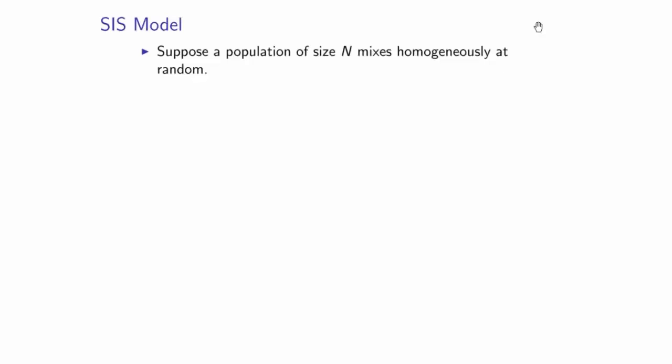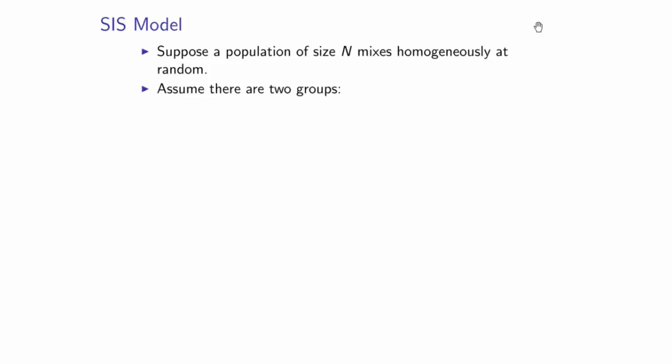Okay, so the first model we will introduce is going to consist of two compartments. But before we start writing equations, we have to make assumptions. So we're going to derive this model. We're going to first assume that there is a population that has N, capital N, individuals, and also that these individuals are mixing homogeneously at random.